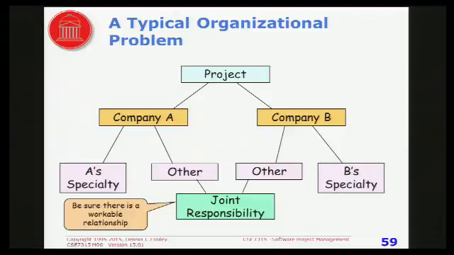Here's another organizational issue that sometimes comes up. Let's say there are two companies teaming together, or two parts of an organization teaming together, to work on a project. This is not an unusual situation at all. Some of the functions are specialties of company A and some are specialties of company B, but some are things either company could do. Usually they have some agreement: you're going to do this part, and you're going to do this part. Well, the part in the middle here is something where there's joint responsibility.